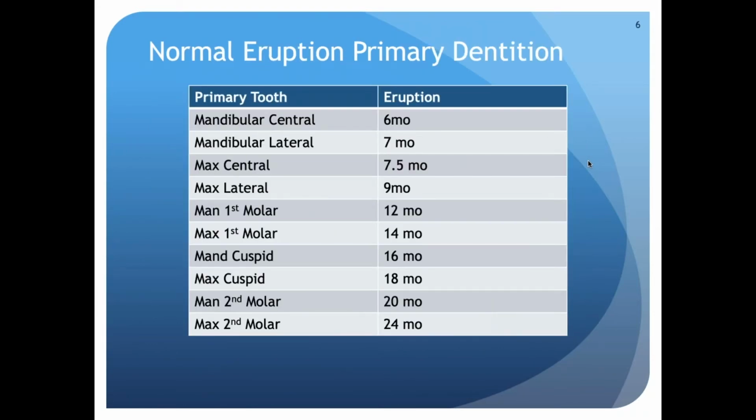Again, here are these normal eruption patterns. Again, look at the patterns and roundabout time periods. Mandibulars come first, followed by our maxillaries. They're just good rough numbers to know.